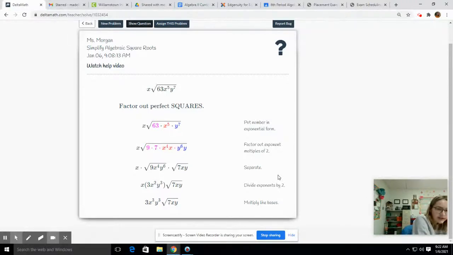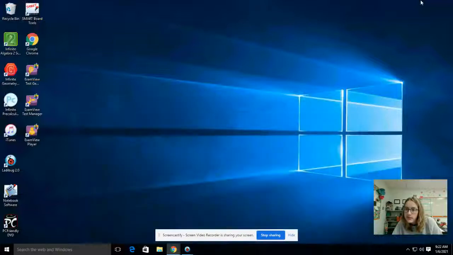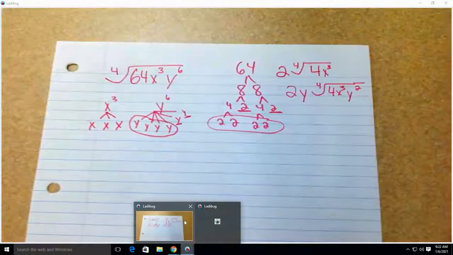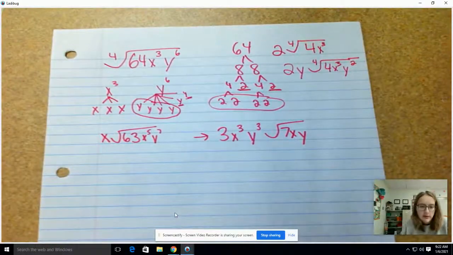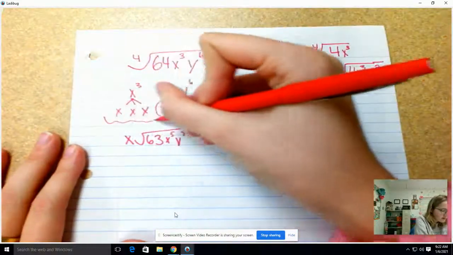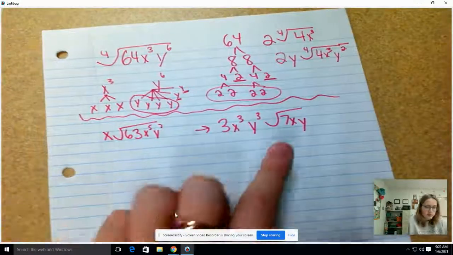X, and then we're going to have 63, x to the 5th, y to the 7th, and that's going to leave us with 3x^3y^3 times the square root of xy. Okay, let me go back to my document camera. So this is the problem we are working on right here, and this is what the answer is supposed to give us.